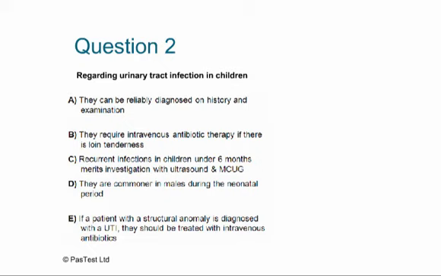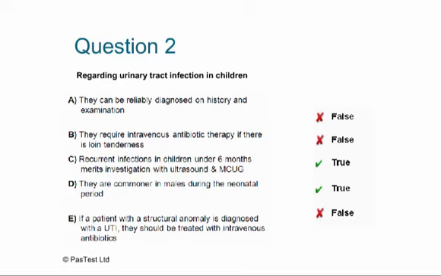Let's do another question. Question 2, another true-false. Regarding urinary tract infection in children, A, they can be reliably diagnosed on history and examination. B, they require intravenous antibiotic therapy if there's loin tenderness. C, recurrent infections in children under 6 months merits investigation with ultrasound and MCUG. D, they are commoner in males during the neonatal period. And finally, E, if a patient with a structural anomaly is diagnosed with a urinary tract infection, they should be treated with intravenous antibiotics. So let's have a look at the answers.